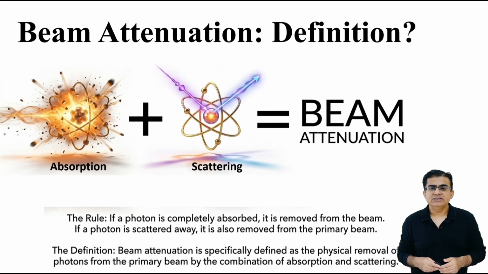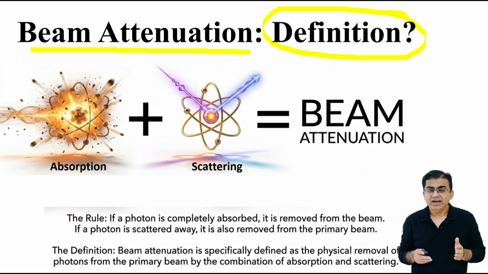Now, let us look at the complete picture on your screen and try to define beam attenuation. We have discussed the three possible fates of our X-ray photons. We must now clearly define what we mean by beam attenuation. This is a very important definition for your exam and clinical practice. Look at the simple visual equation on this slide.